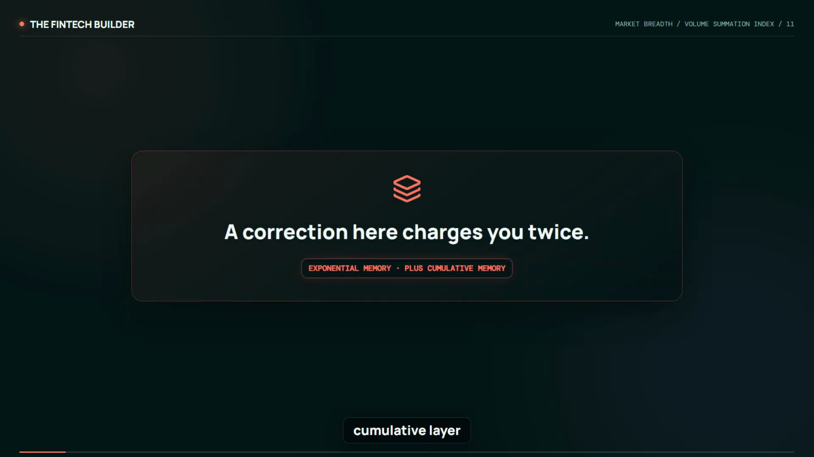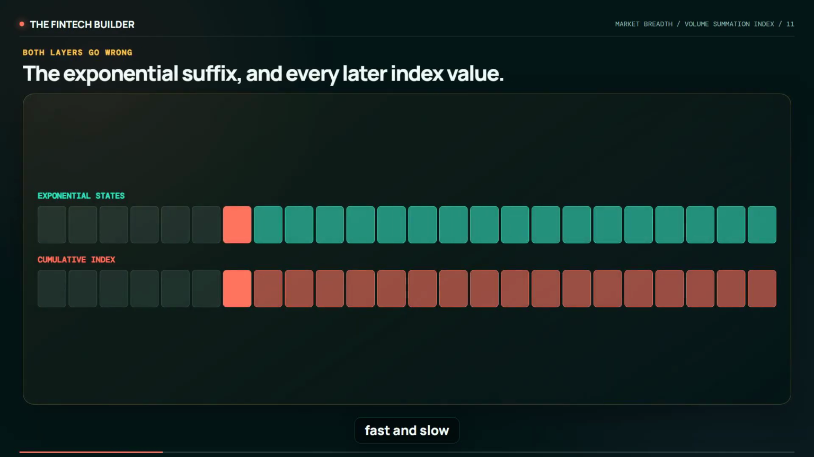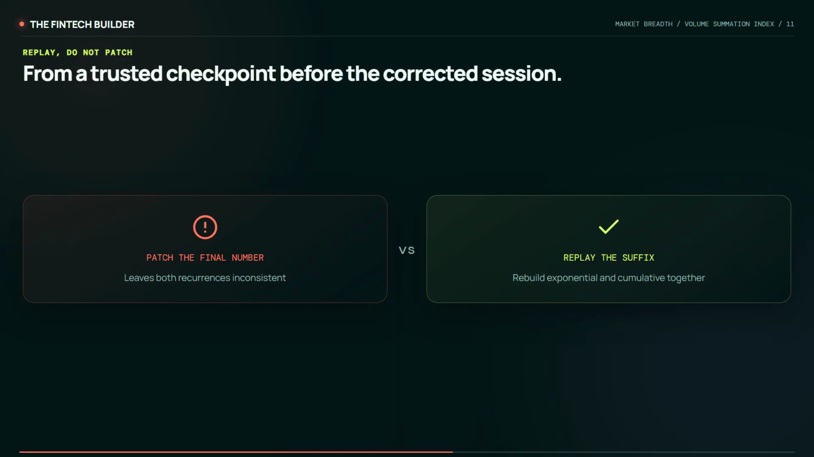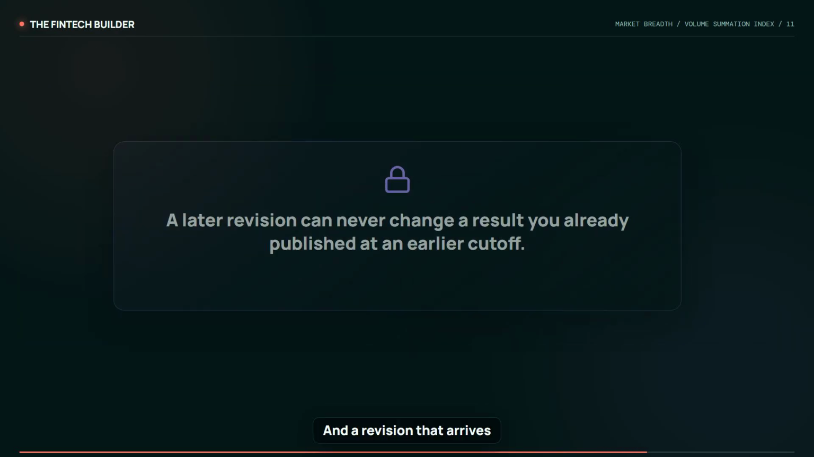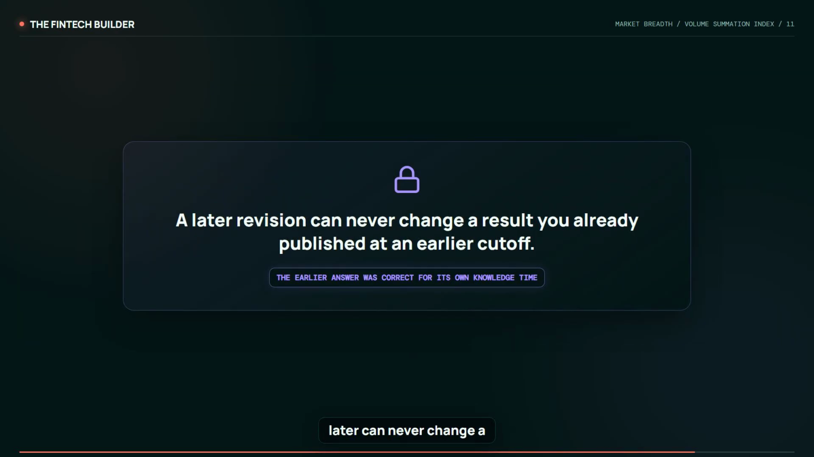Corrections are where the cumulative layer charges you twice. Fix one old session and the fast and slow states after it are all wrong, because the recursion carried that value forward. But this member also accumulates, so every index value after that session is wrong as well. You cannot patch the final number. You replay from a trusted checkpoint before the corrected session, and you rebuild both the exponential suffix and the entire cumulative suffix. And a revision that arrives later can never change a result you already published at an earlier cutoff.